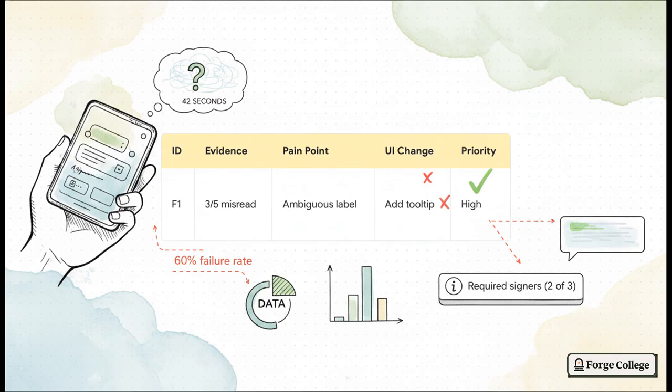The evidence shows 3 out of 5 participants misread the threshold, taking an average of 42 seconds. The observed pain point? An ambiguous label. So the recommended change is highly specific. Change the text to required signers 2 of 3 and add a helpful tooltip. Because it caused a 60% failure rate and a really high time on task, the priority is set to high. This isn't guesswork, folks. It's data-driven design.